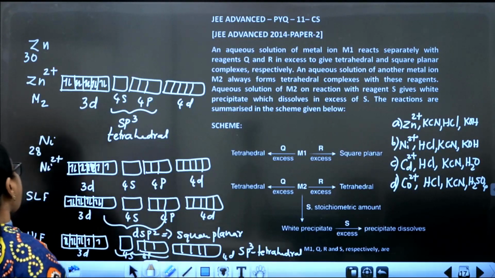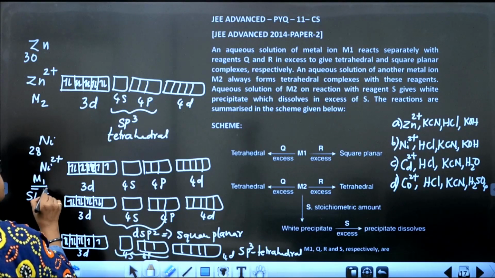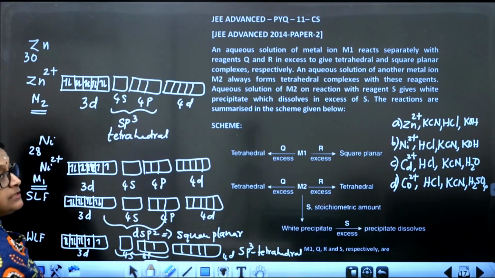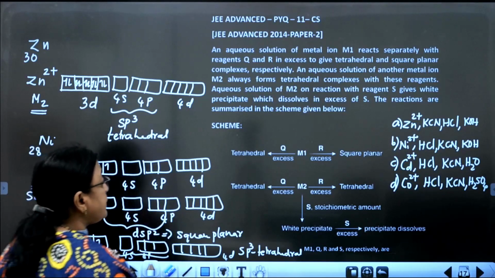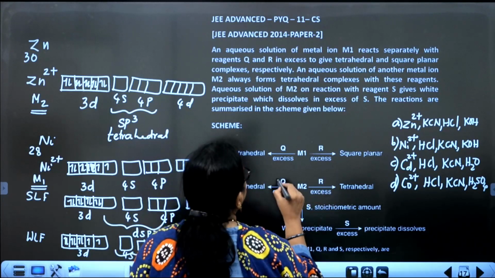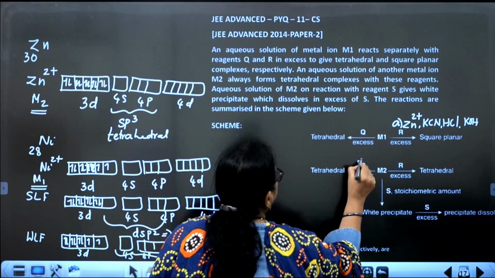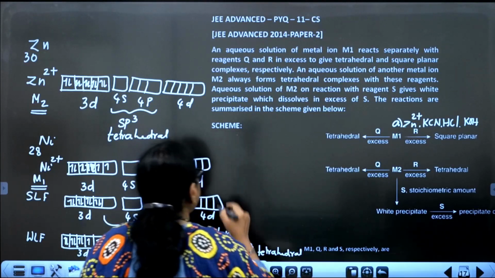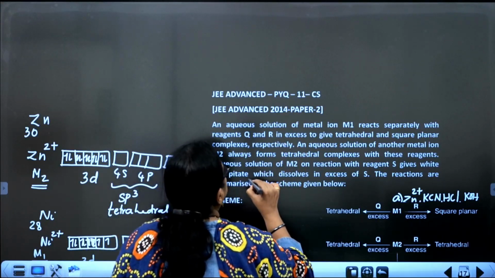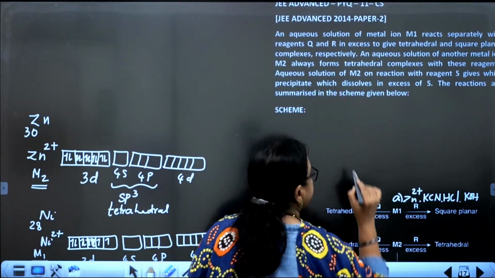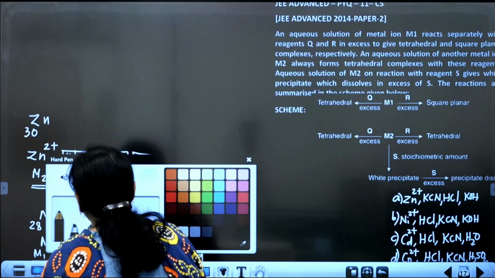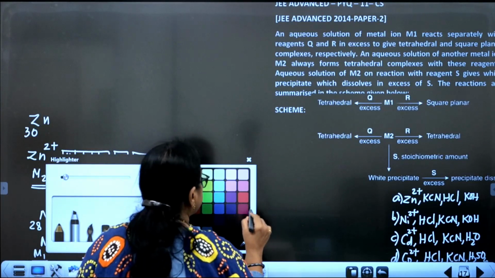So M1 can be nickel 2 plus salt, whereas M2 can be Zn2 plus salt. So let us go through the reactions now. It says with the excess of Q, it forms tetrahedral.